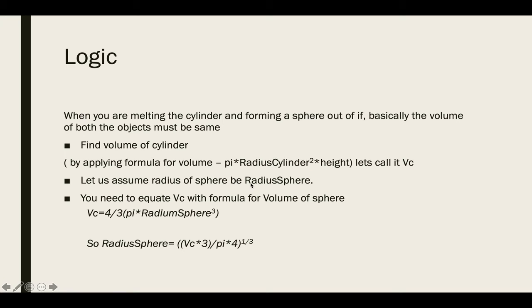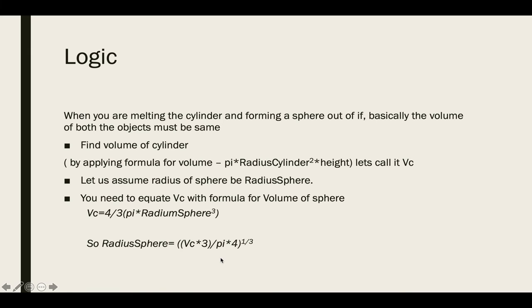Now we will assume that the radius of sphere is stored in the variable radius sphere, and then we need to equate volume of cylinder with volume of sphere. So how will we do it? Volume of cylinder we have already calculated in this step. So Vc equals 4 by 3 pi r cube, which is radius of sphere cube. Now we will shift the constants and find out the radius of sphere. So radius of sphere will come out to be volume of cylinder into 3 by pi into 4, and whole to the power 1 by 3. That is the cube root of this thing.